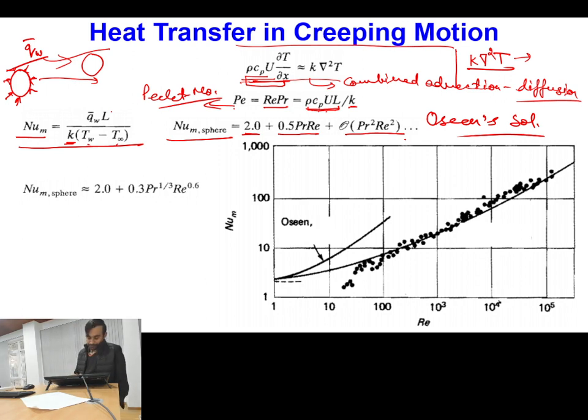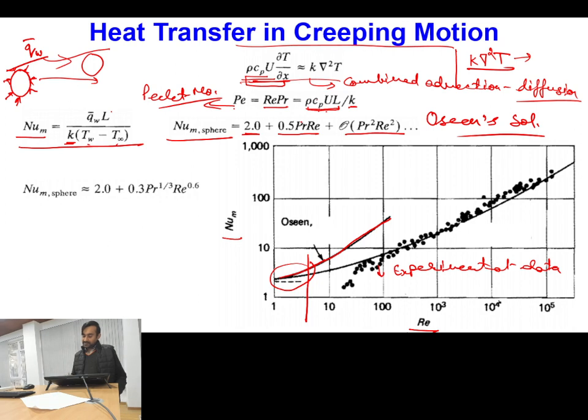Now, if I plot this Nusselt number as a function of the Reynolds number, you will find this equation. This is Oseen's equation, and these points over here represent the experimental data. Here you can see that the curve fit of the experimental data matches closely the Oseen solution, particularly in the regime of very low Reynolds number. When the Reynolds number becomes finite, this solution deviates. The reason is obvious, because then we have to consider advection in other directions. Then only will we be able to find the complete solution.